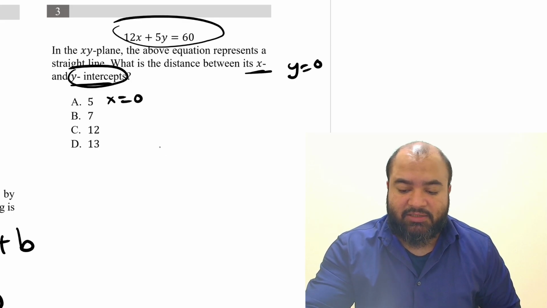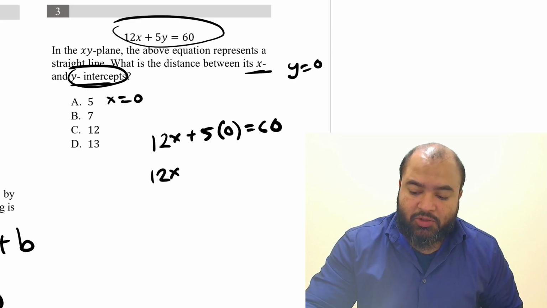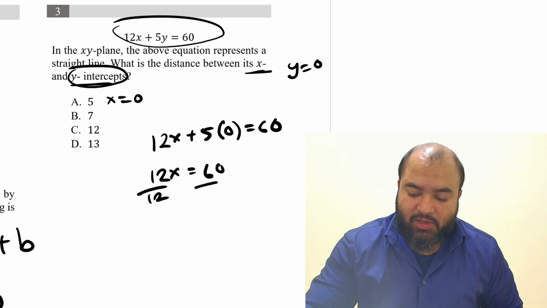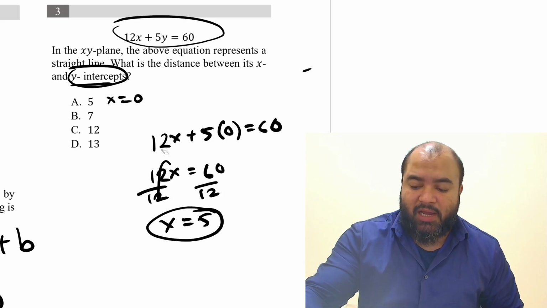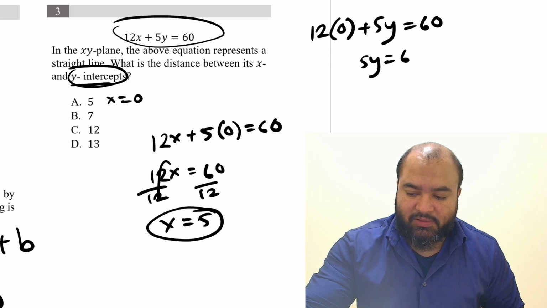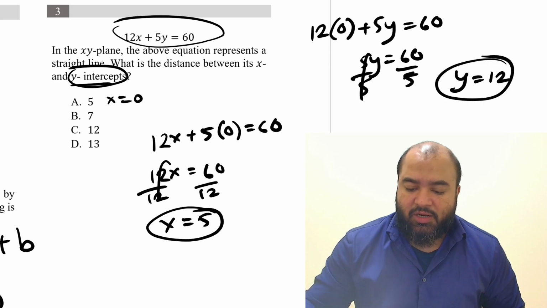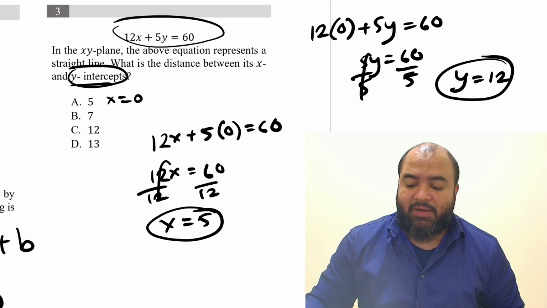Let's find the x-intercept. So 12x plus 5 times, we're going to turn y into 0, equal to 60. 12x equal to 60, divided by 12, x equals 5. So the x-intercept is 5. Now let's find the y-intercept. This time we're going to make x 0. So 12 times 0 plus 5 times y equal to 60. So 5y equal to 60. Divide both sides by 5. y equal to 12. Now they said, what is the distance between its x-intercept and y-intercept?